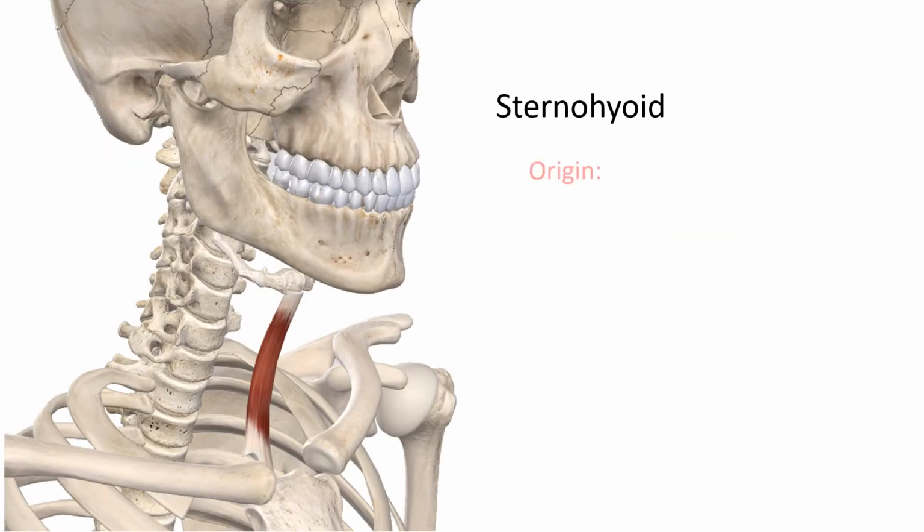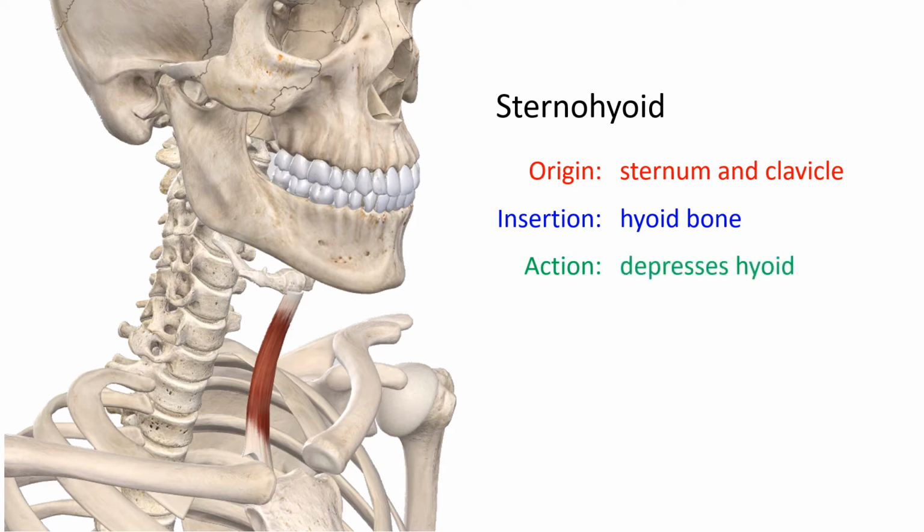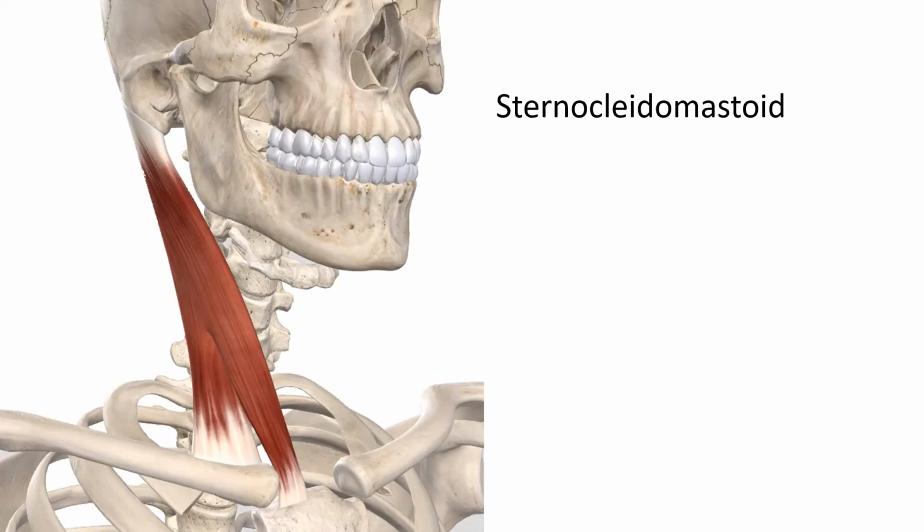This is the sternohyoid. Its origin is in the sternum and the clavicle. The insertion is on the hyoid bone. And again, as you can tell from the origin and the insertion, the action here is going to be to depress the hyoid. So this is another infrahyoid muscle.